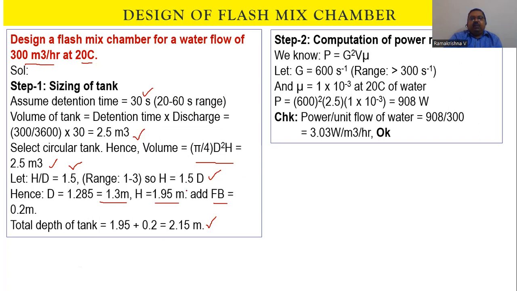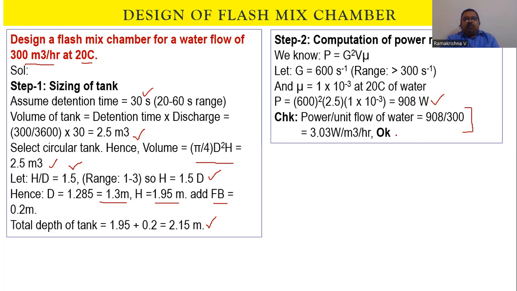Then G we have to assume, 300 per second is the limit. You can go to higher values. I'm assuming 600 per second, and subsequently I calculate P as equal to 908 watts of power. I can assume any other value, it doesn't matter: 300, 400, 500, 600, anything. But ultimately, we should have a check. This check should be satisfied. Then only will the assumed value hold good.